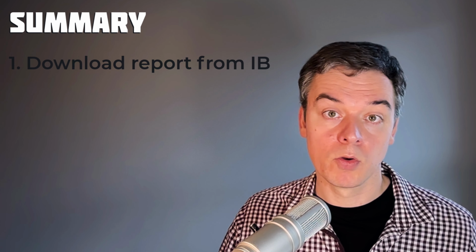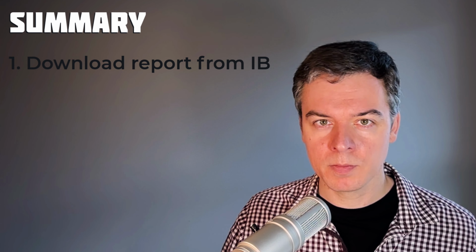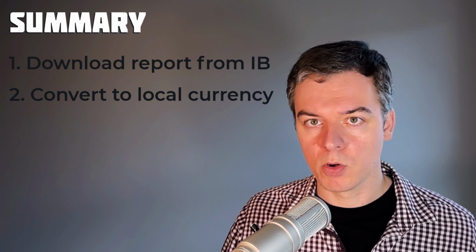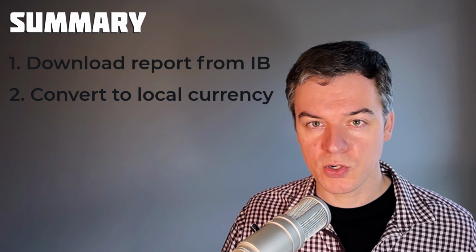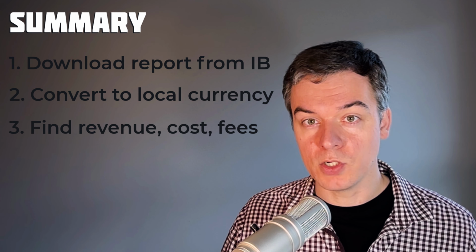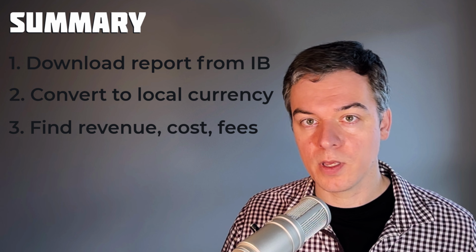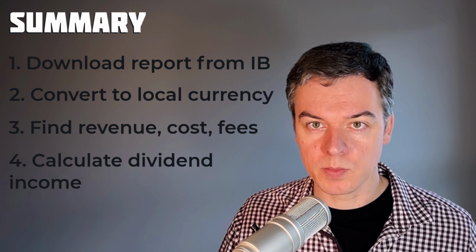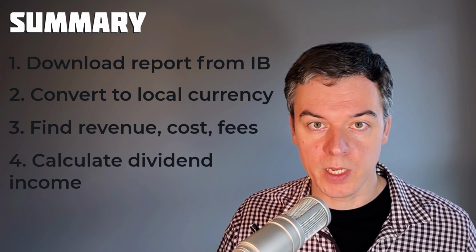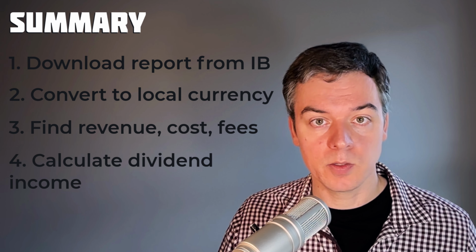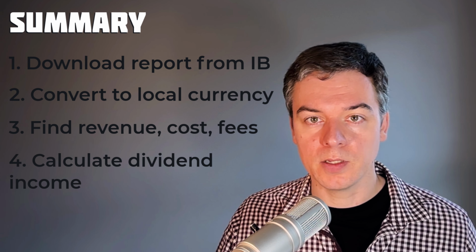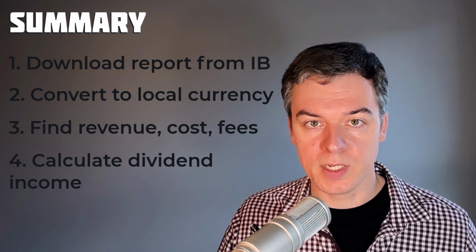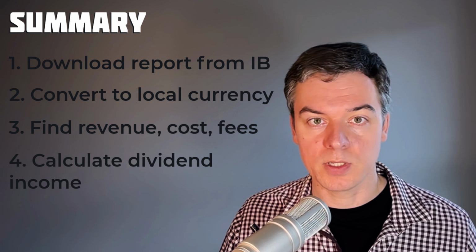Let's summarize. To properly calculate your investment taxes, follow the next steps. Download your annual report from IB, convert all amounts to your local currency using the correct exchange rate, calculate profits for each sale transaction, accounting for the cost and broker fees. Separately calculate dividend income, since it may be taxed in a different way, and part of it was already withheld by IB. Once you have completed those steps, you will have all the necessary information to fill in your tax declaration.